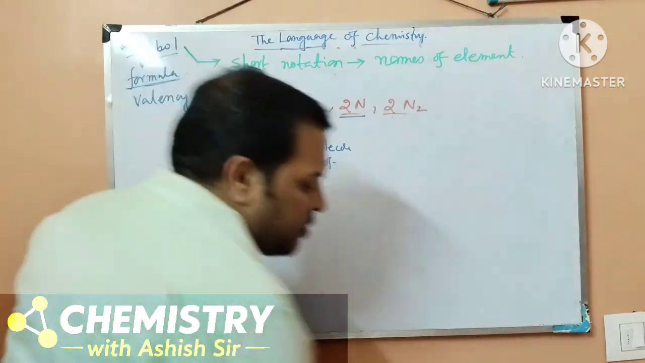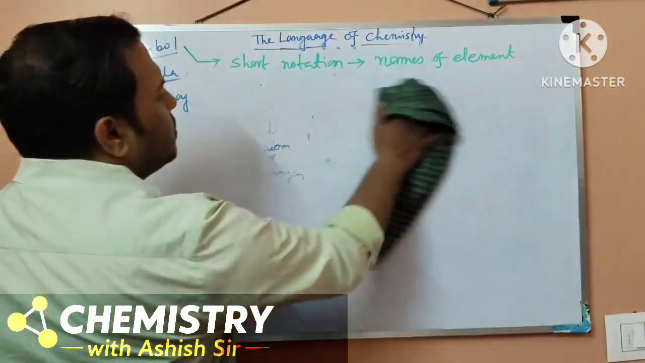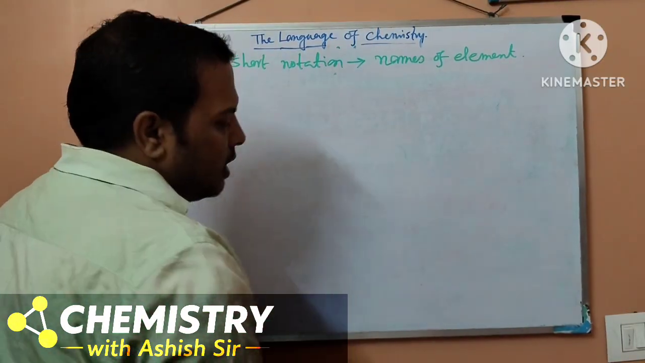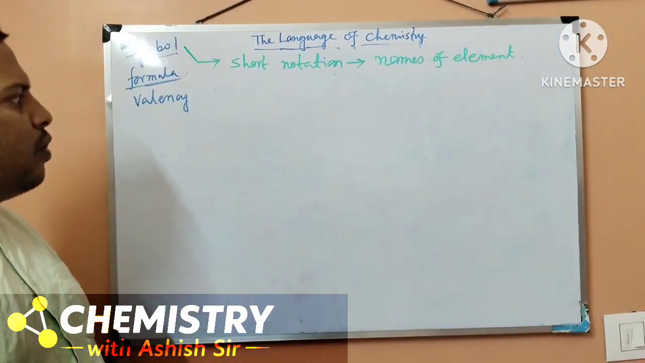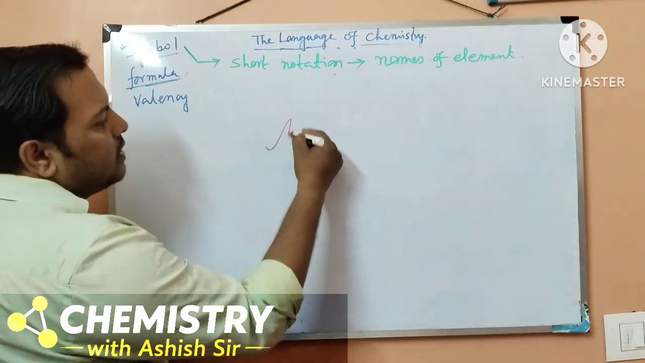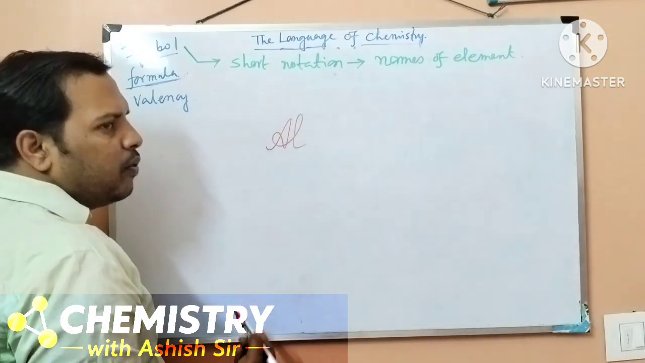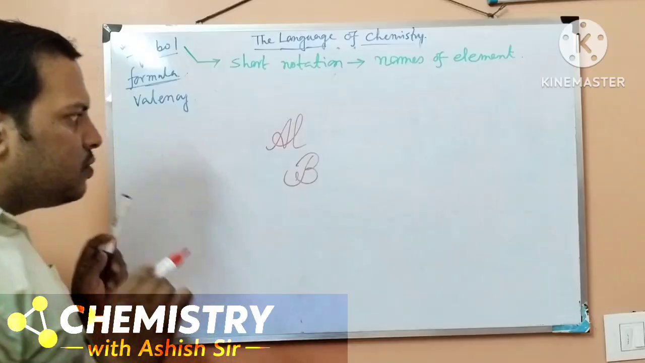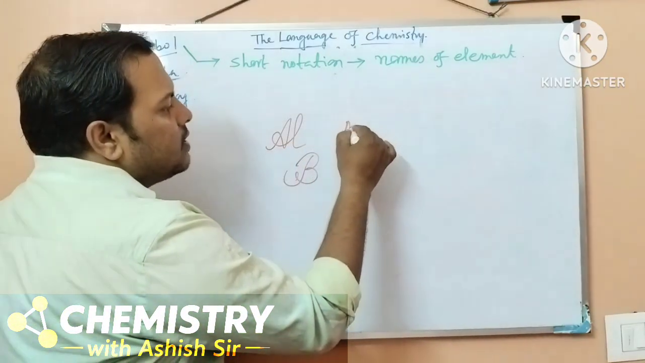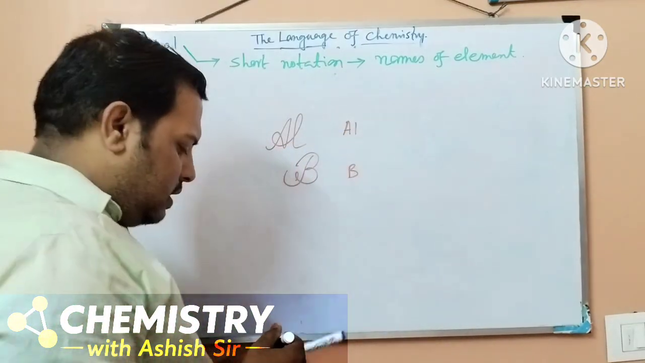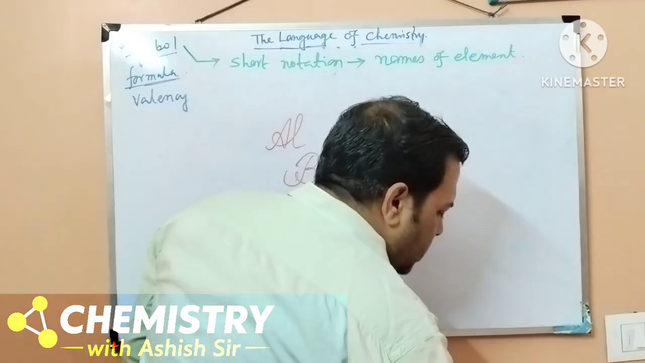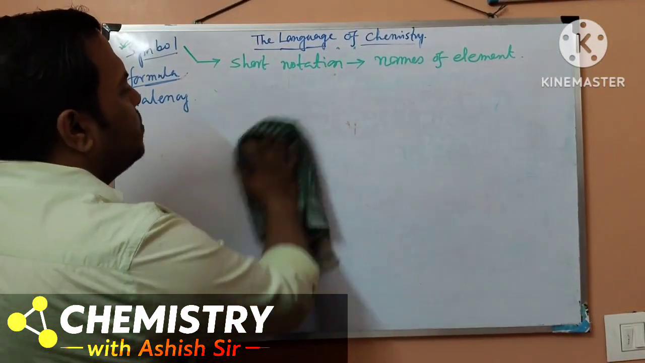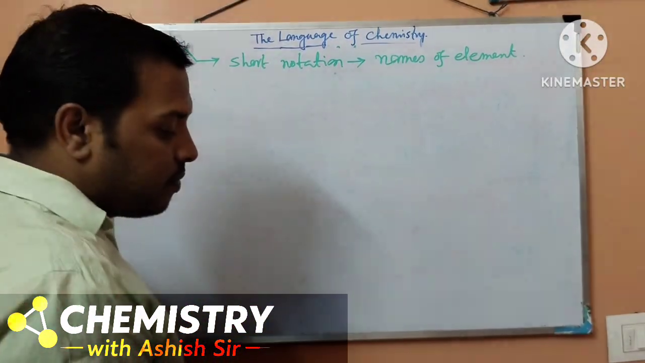Hope it is clear. This kind of tricky question is asked many times in your exams, and you make mistakes in writing the formula. Sometimes you write in cursive handwriting, like Al for aluminium, or boron written like this. This will not be accepted. Simply write aluminium as Al, boron as B. Never use cursive while writing the symbols of different elements.